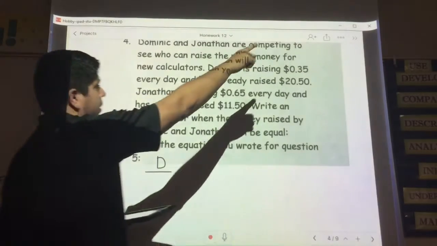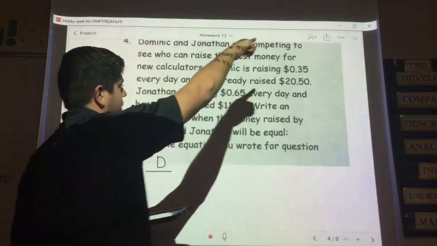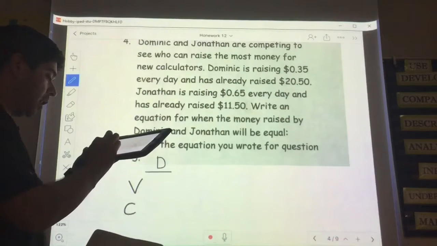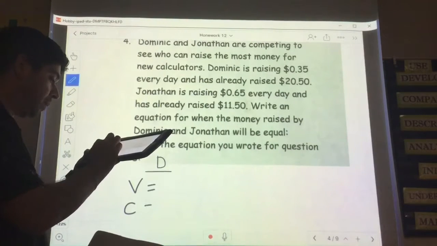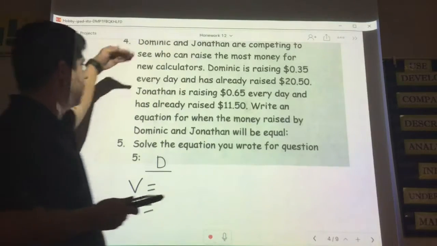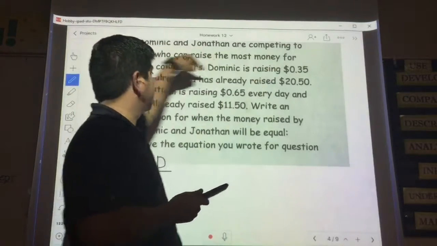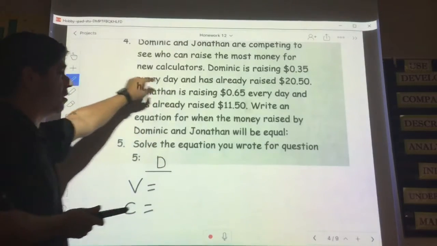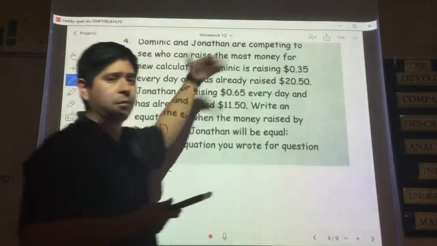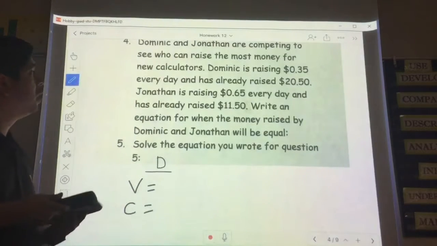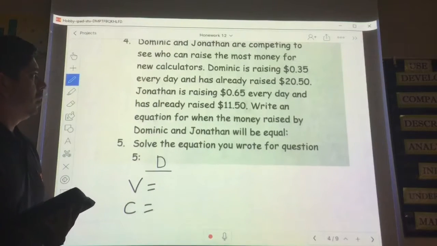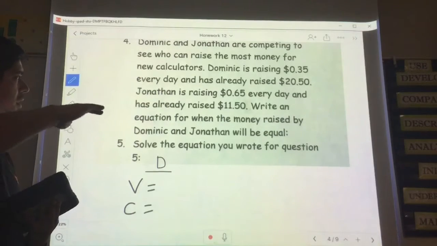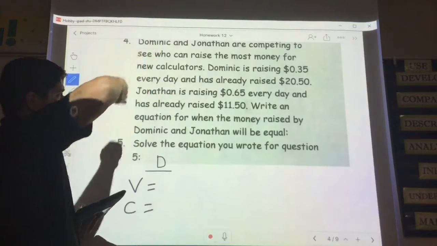So it says that he's raising 35 cents every day and has already raised $20.50. So I need a variable and a constant for Dominic. How much is he raising every day? He's raising 35 cents every day, so that's what the variable is going to go with. It's not going to go with $20.50 because that's what he's already raised. Y'all are getting pretty good at this. I'm kind of impressed on how good y'all do setting up these equations with what the variable goes with which number.